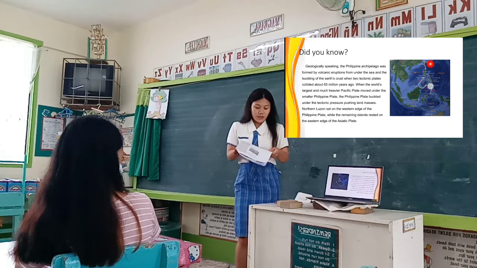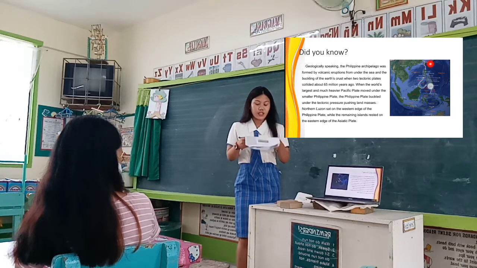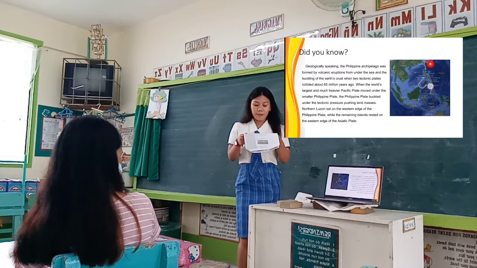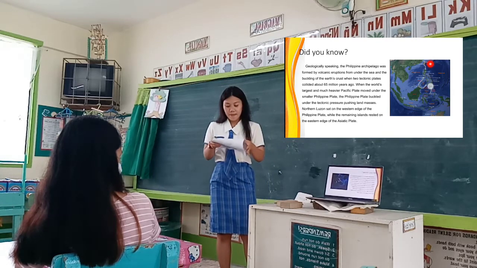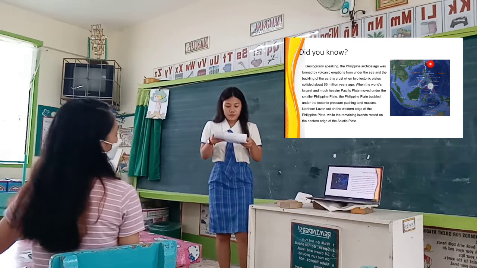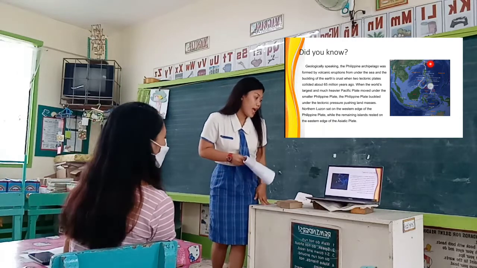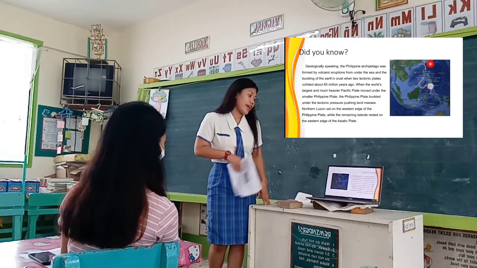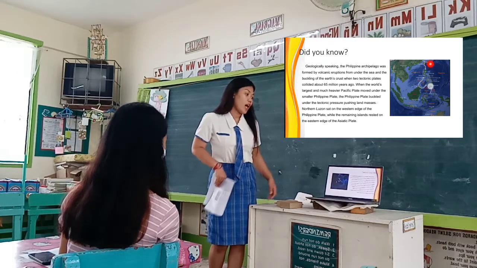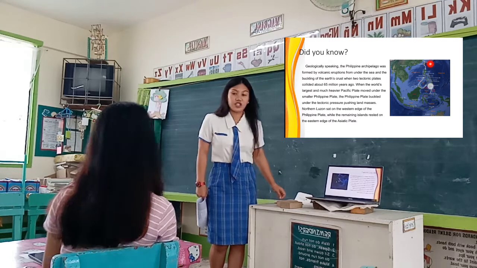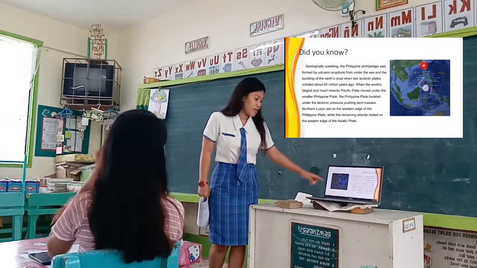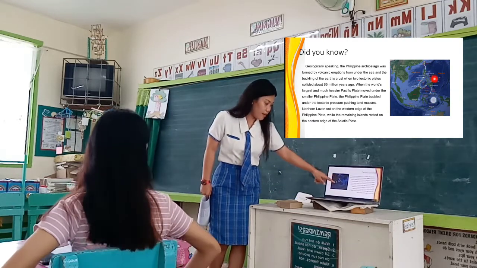So, when the world's largest and much heavier Pacific plate moved under the smaller Philippine plate, the Philippine plate buckled under the tectonic pressure, pushing land masses. So, northern Luzon sat on the western edge of the Philippine plate, while the remaining island rested on the eastern edge of the Asiatic plate. So, here is the Philippine archipelago here.